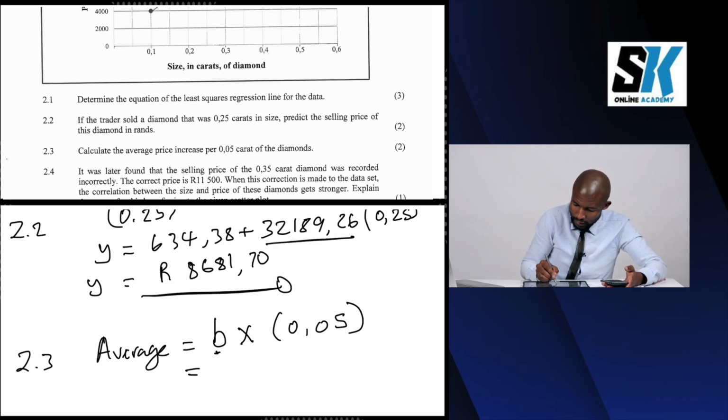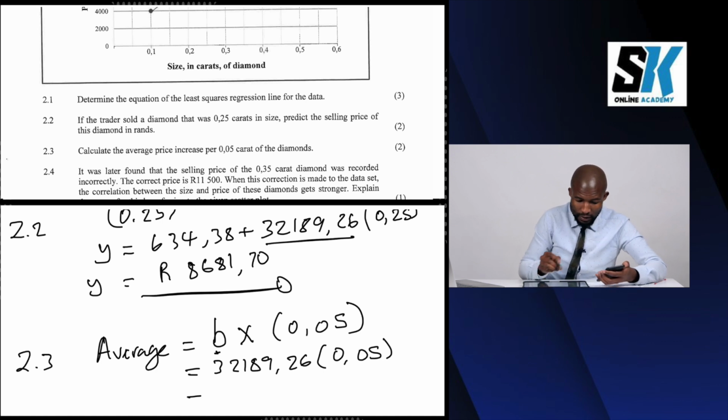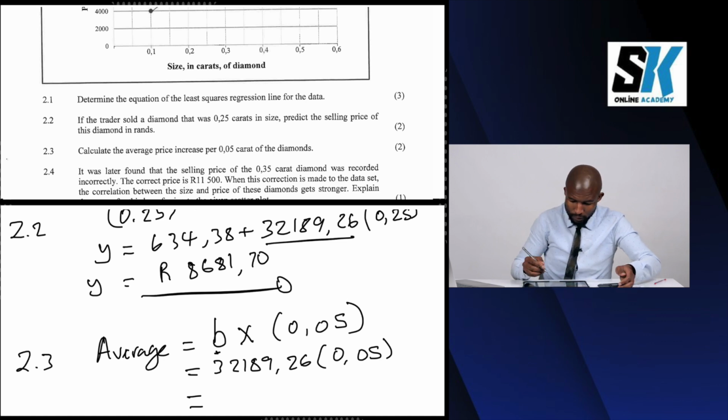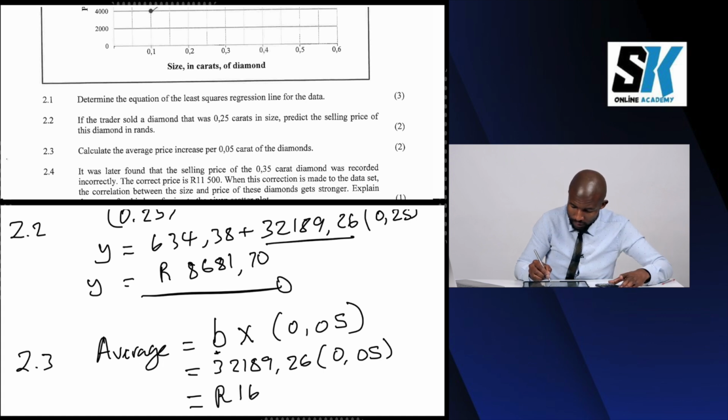So you're going to say 32,189.26 times that 0.05 that they gave you there, and then just to double check, our answer is going to be 1609.463, so it's going to be 46. So that is the answer for 2.3.